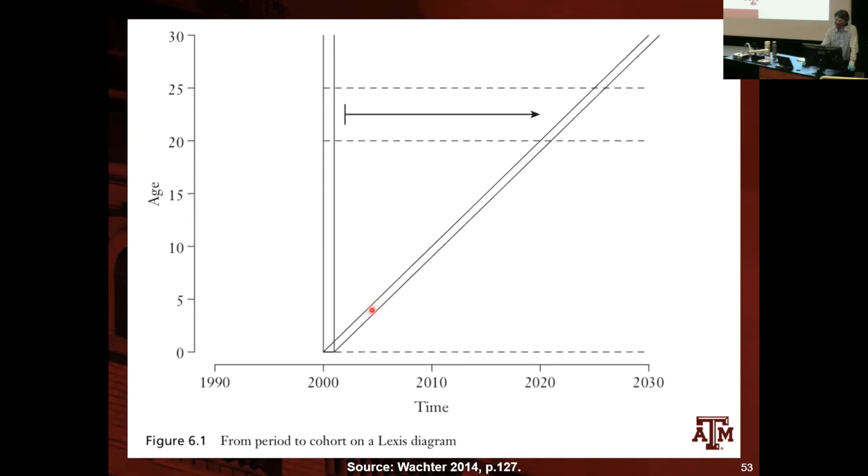Wait, but I'm not getting information from the diagonal in this example. I'm getting data from here. I'm getting data about the 10-year-olds from here, not from here. I'm getting data for 15-year-olds from the column, not from the diagonal.